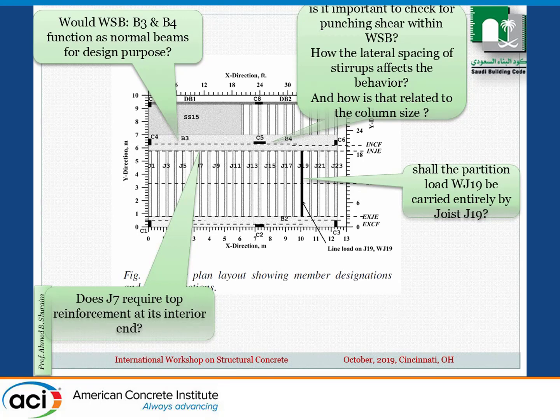Also, is there a potential of punching shear within the beam? That would be kind of absurd to put these words together: punching shear in a beam. Yes, in fact, it is possible. We have also done special additional testing, and it is possible to have that.